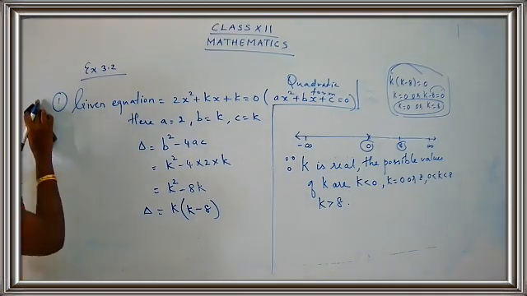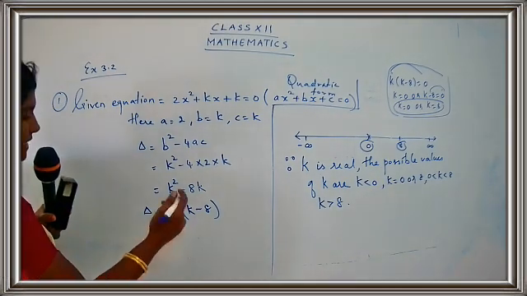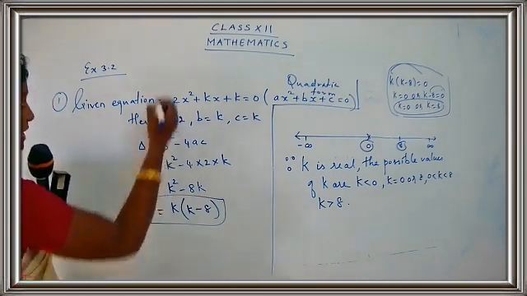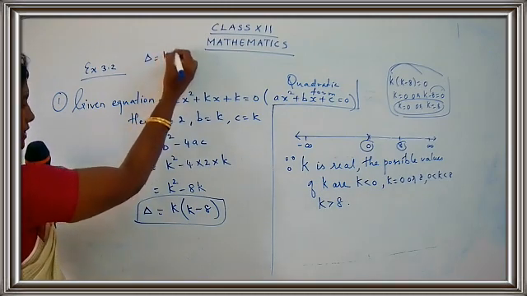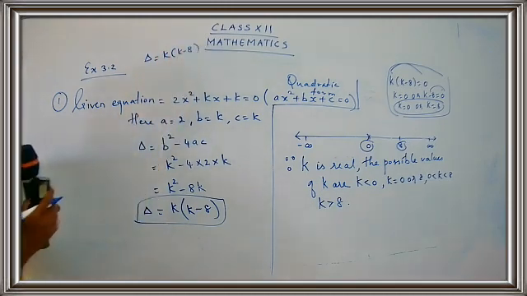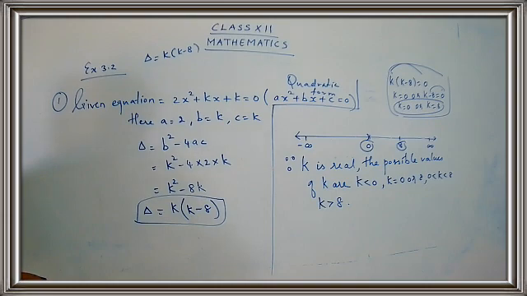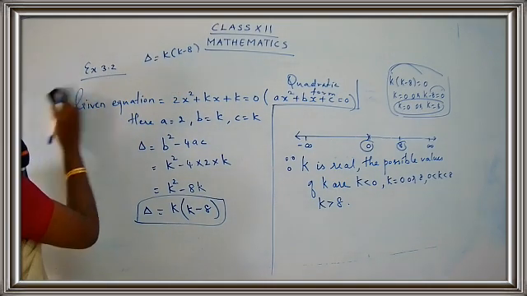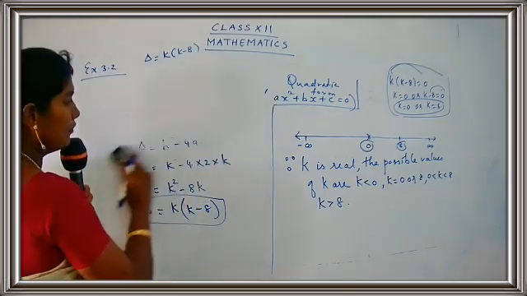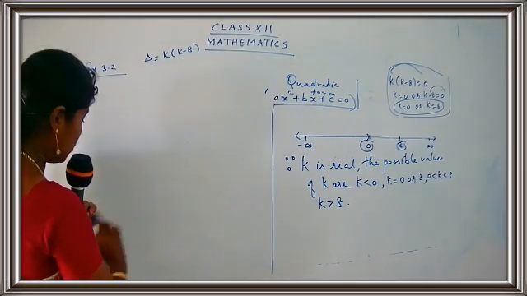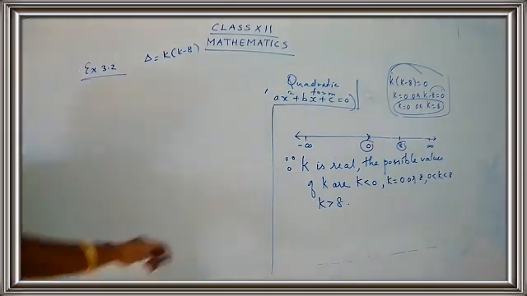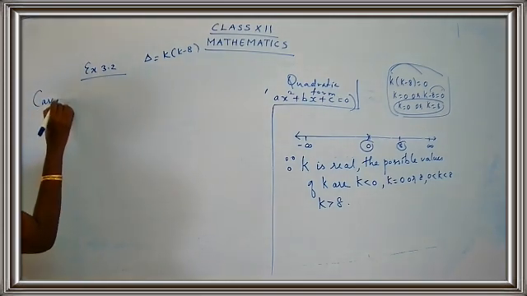So I am going to consider the first case. I'll just write the value for delta because I need this value. So this is for my reference, children. Do not write down this. So what is the value for delta we have got? We got the value for delta as k into k minus 8. So I'll just keep this for my reference. And I'm going to start with case 1. Let us go for case 1. Write down here. Case 1.